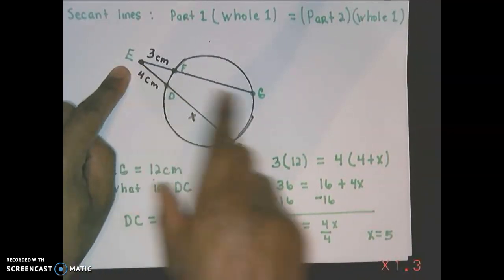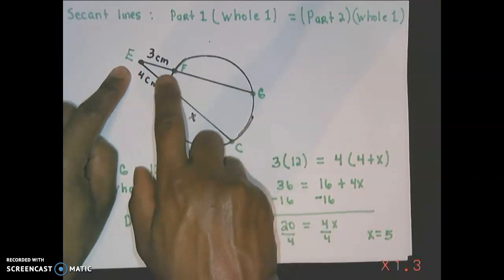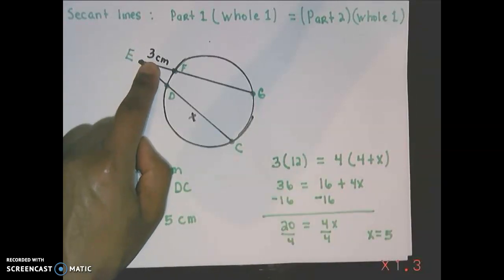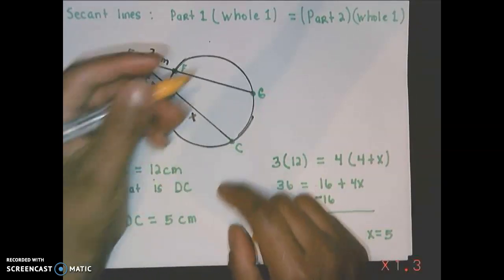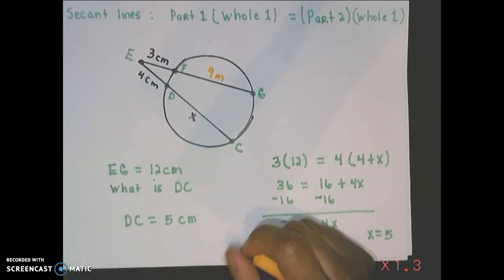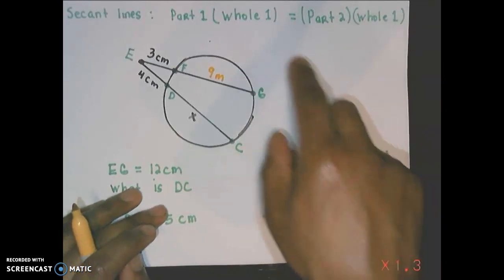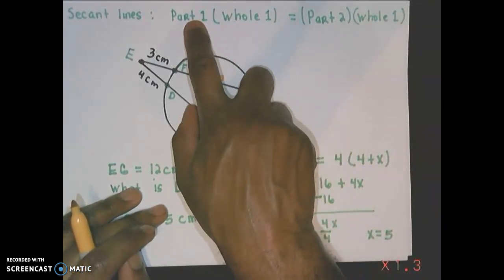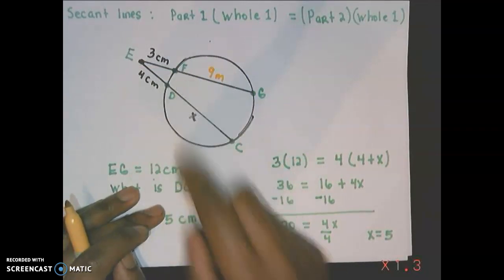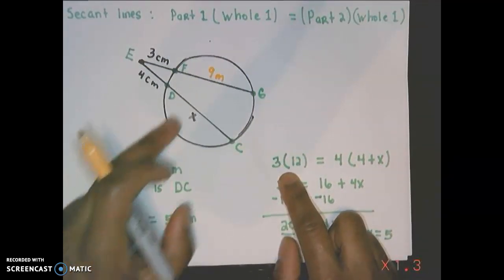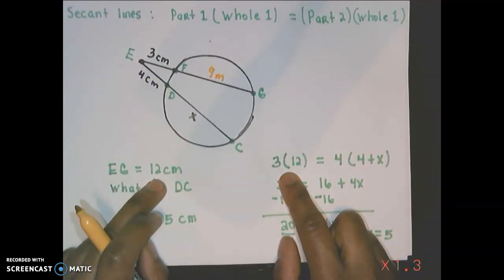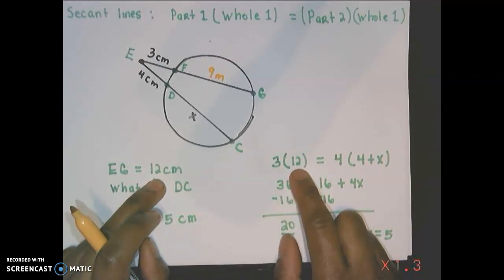Since from E to G is 12 centimeters, and this part from E to F is 3 centimeters, that means from F to G has to be 9 centimeters. All right, so let's plug it into the equation. My part 1 is going to be 3 centimeters, that's E to F. And my whole is going to be EG, which is 12 centimeters. So that's why I got 3 times 12.